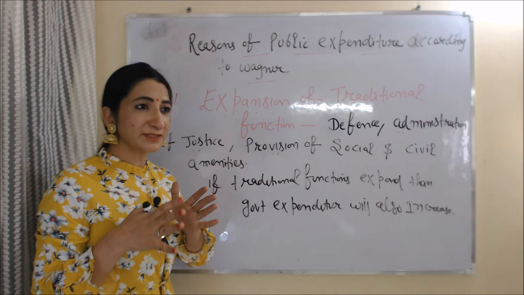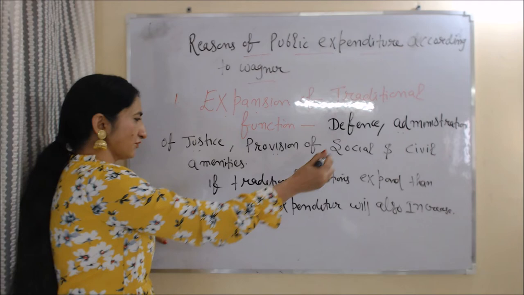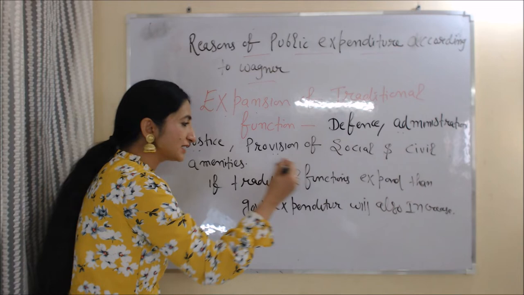First reason is expansion of traditional functions. As we all know, government is performing so many traditional functions. For example, defense, administration of justice, provision of social and civil amenities. If traditional functions expand, then government expenditure will also increase.